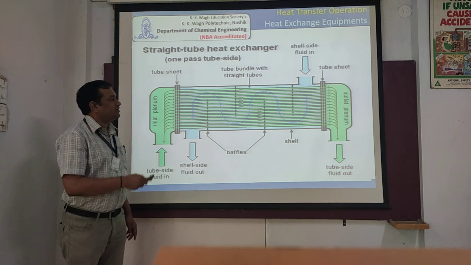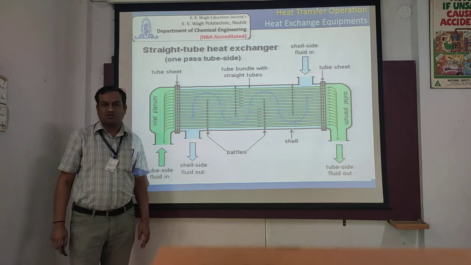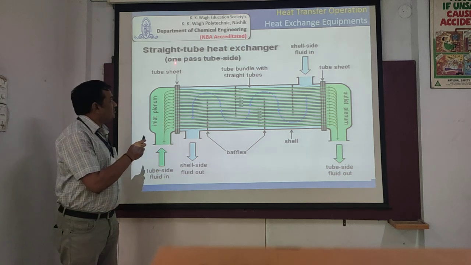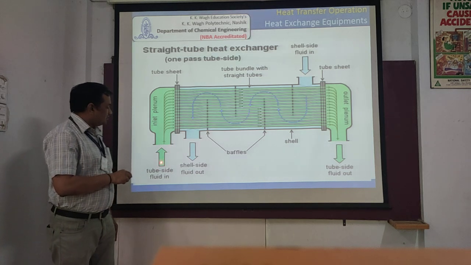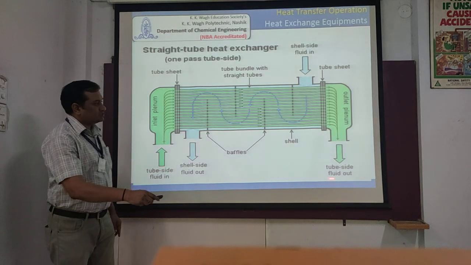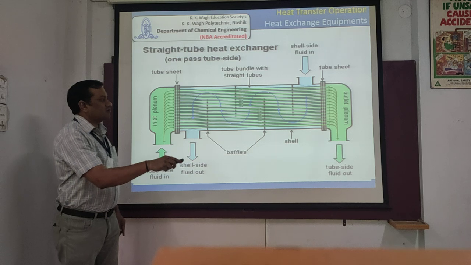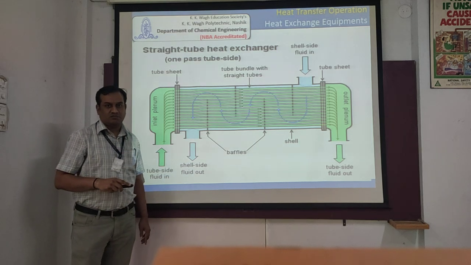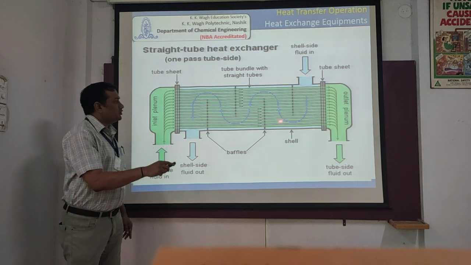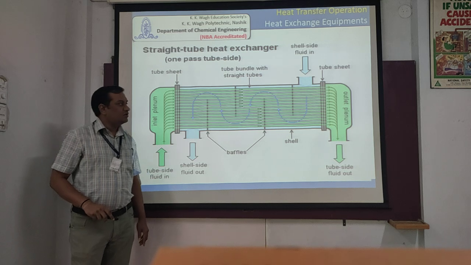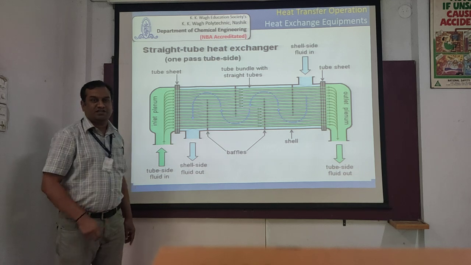So this is a straight tube heat exchanger, because straight tubes are used in this heat exchanger. That is why it is called a straight tube heat exchanger, and it is also called a one pass tube side heat exchanger, because on the tube side, if you observe this tube side inlet and this tube side outlet, the tube side fluid passes through these tubes along the heat exchanger once. So it is called a one pass tube side heat exchanger, right? If it occurs twice, then it is called a two pass tube side heat exchanger.